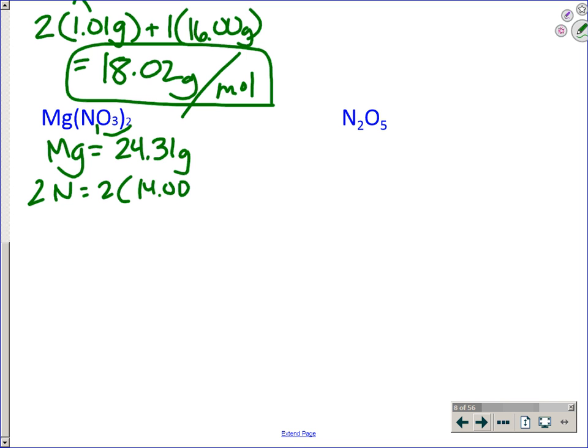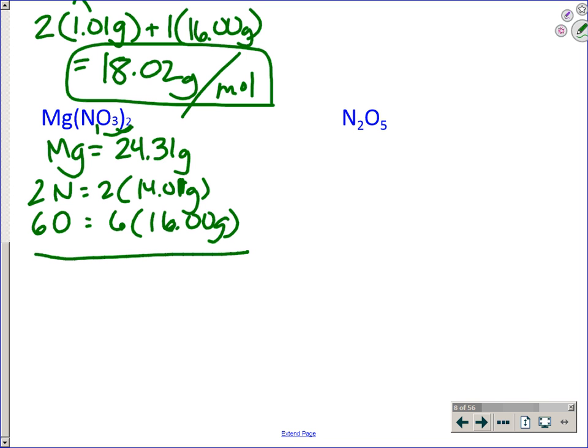So there's 2 nitrogens, which is 2 times 14.00, right? Or is it 14.01? Your periodic table might say 14.01. Different ones sometimes claim different ones. Okay. And then how many oxygens does this claim we have? 6. So 6 times oxygen is 6 times 16.00 grams. And then what do we get when we add that together? 148.33. And that would be grams per mole.